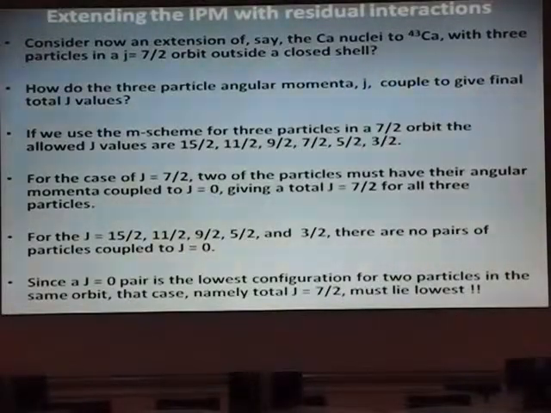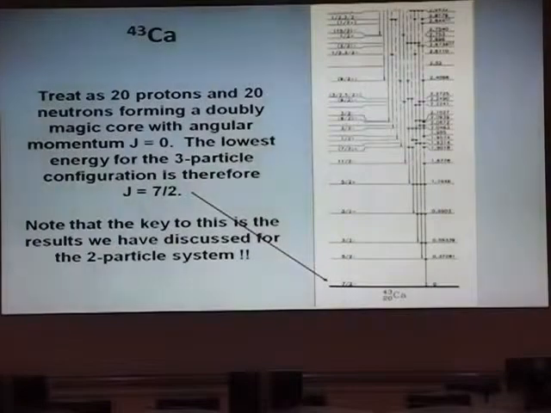If I want to make a 9/2 state out of 3 7/2, I can't couple 2 to 0 because then all I'm left with is 7/2. So in all of these cases, the only one where 2 particles are coupled to 0 is the 7/2. We know that 2 particles coupled to 0 experience a strongly attractive interaction, and so the 7/2 will be the lowest. So the 7/2 must be lowest, so we would predict that calcium 43 would have a 7/2 minus ground state.